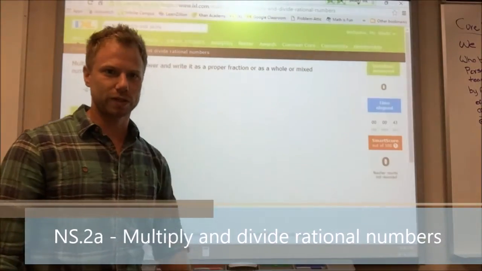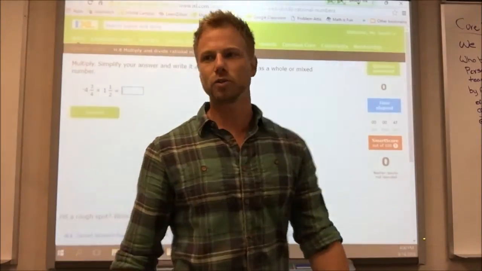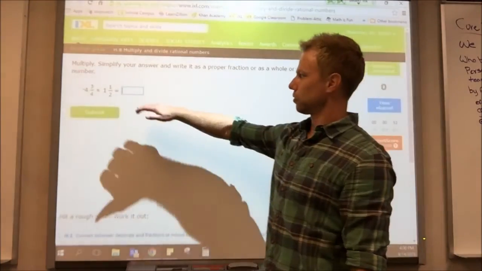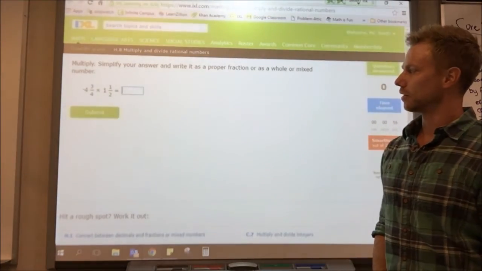Hey, 7th graders, we are going to do some NS2A practice today. We are multiplying and dividing rational numbers. Okay, so the first one we have here is two mixed numbers that we need to multiply together.